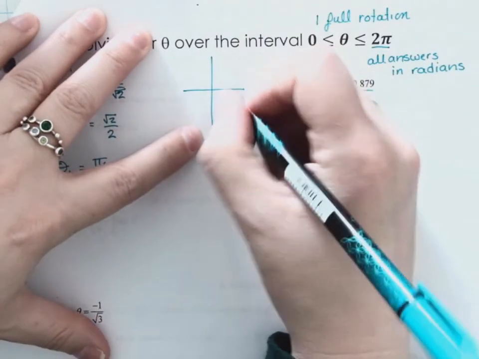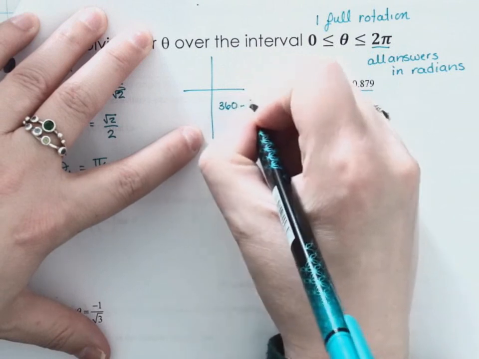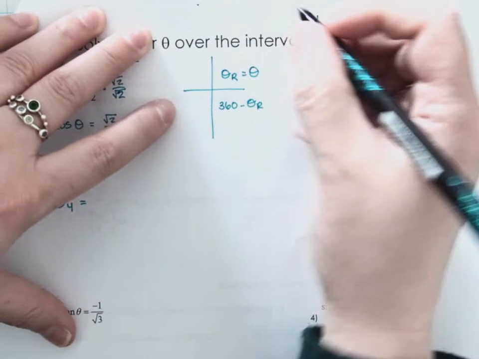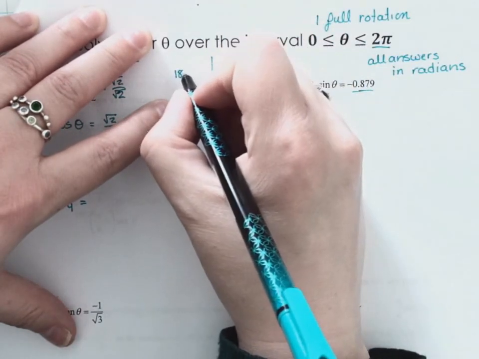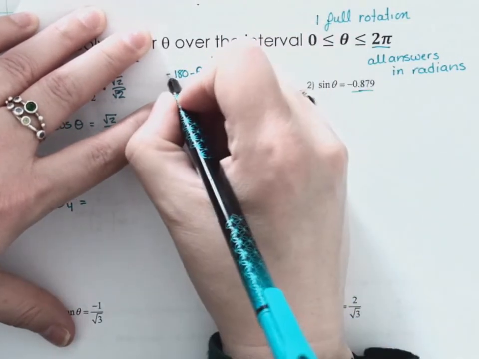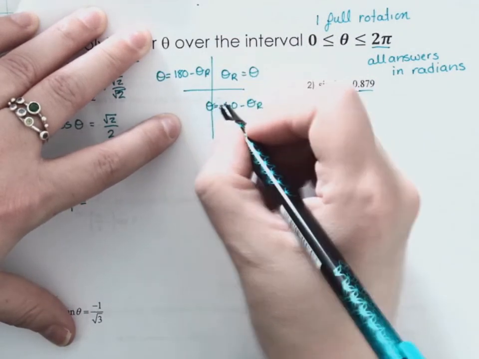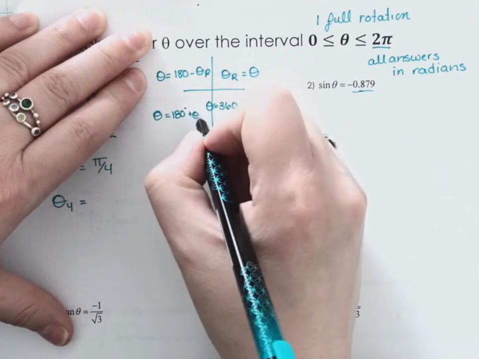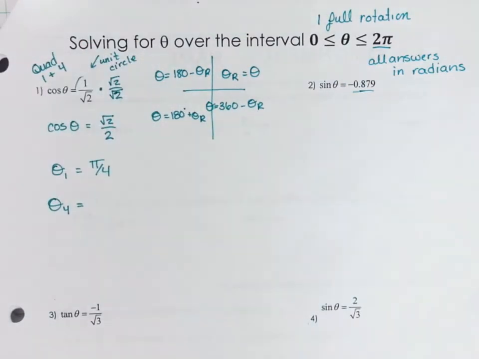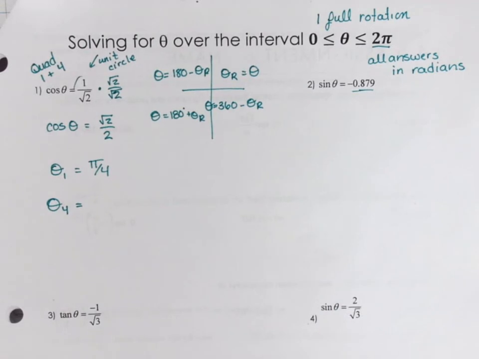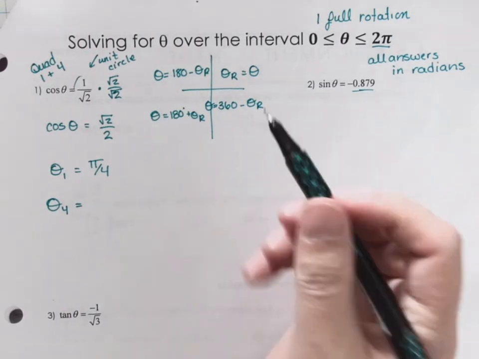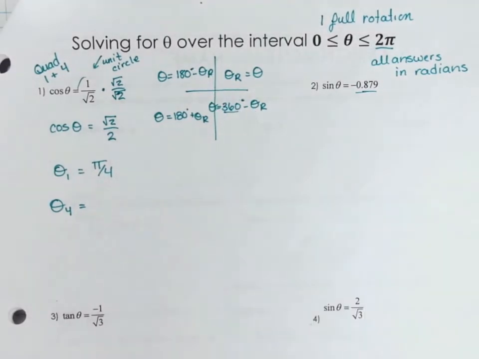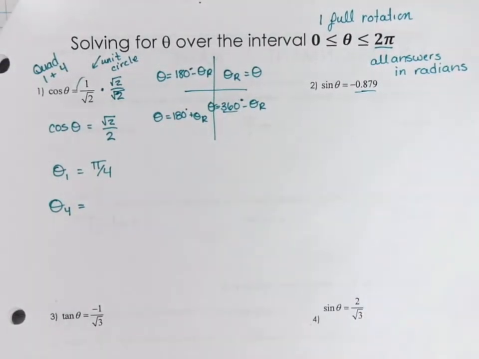So this one is 360 minus theta reference. Theta reference is theta. 180 minus theta reference is theta. Sorry, these are all equal to theta. And this one's going to be theta is 180 plus theta reference. Now that's how we did it in grade 11 when we didn't know about radians. So if we're in quadrant 4, what do we replace that 360 with? 2 pi. 2 pi minus pi over 4.